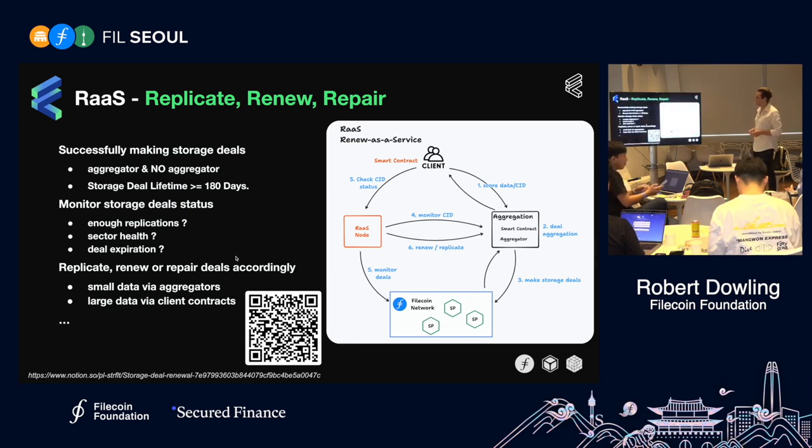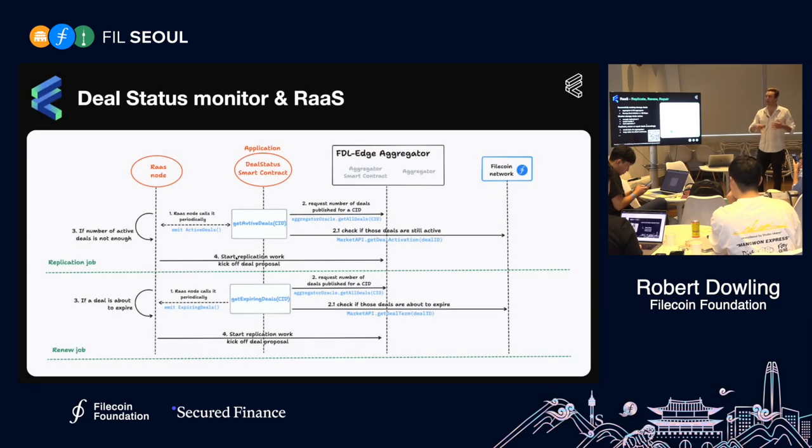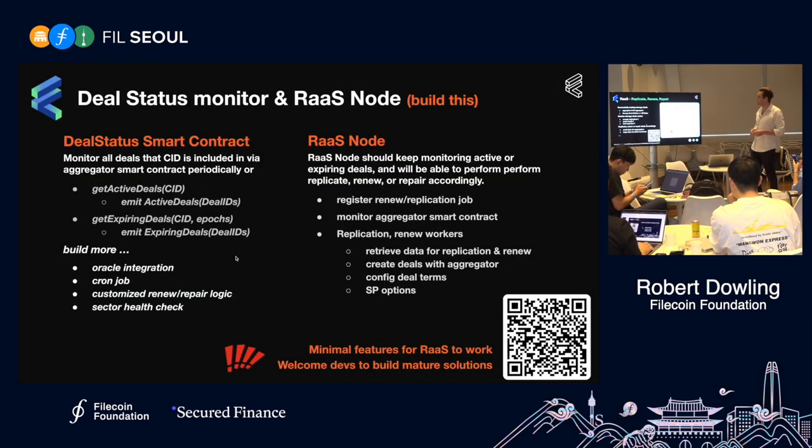Okay, sorry, Matt. And then finally, as we discussed, replication, renewal, and repair as a service. We think that clients will want some type of RAS to make sure that their deals are healthy and are renewed or replicated as needed. And we think some service providers will be able to fill this niche by building this.